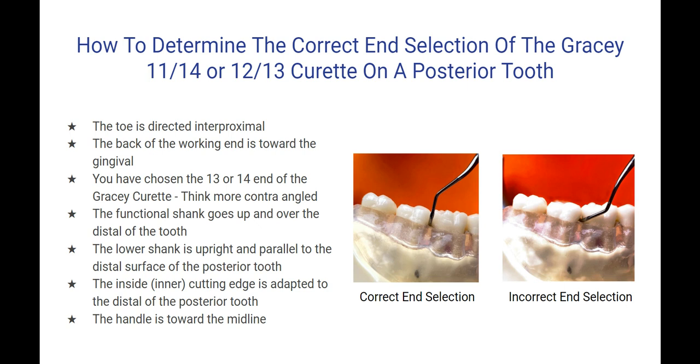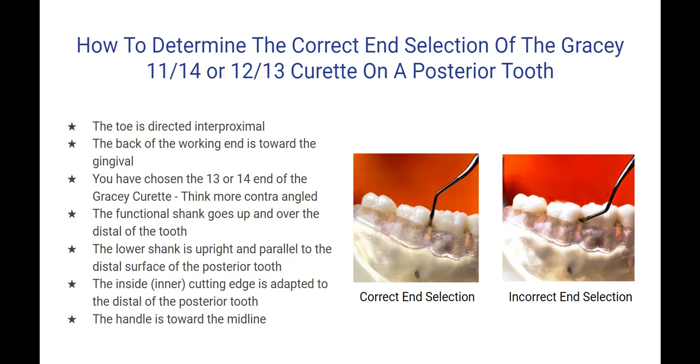How to determine the correct end selection of the Gracey 11-14 or 12-13 curette on a posterior tooth. The toe is directed interproximally. The back of the working end is towards the gingiva. You have chosen the 13 or 14 end of the Gracey curette. Think more contra-angled. The functional shank goes up and over the distal of the tooth. The lower shank is upright and parallel to the distal surface of the posterior tooth.